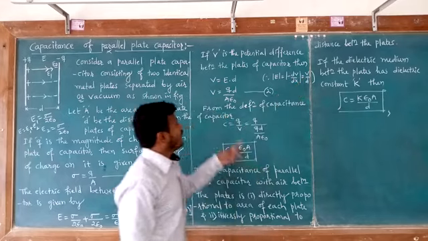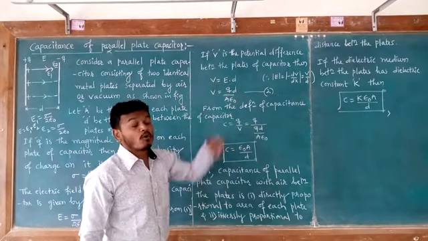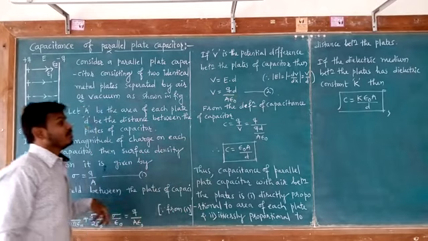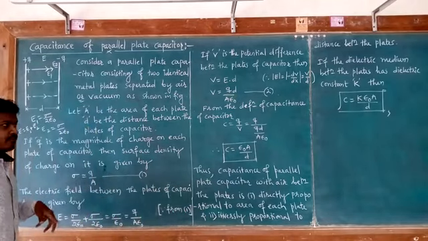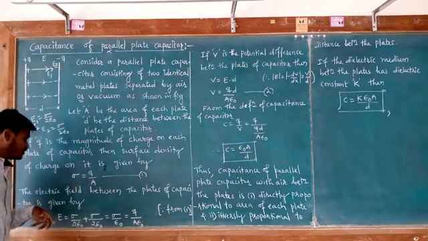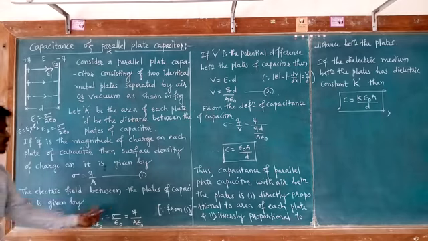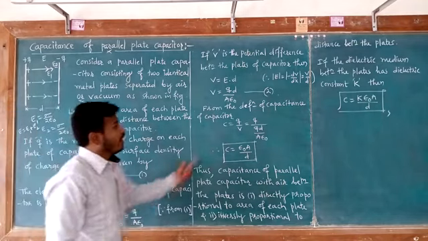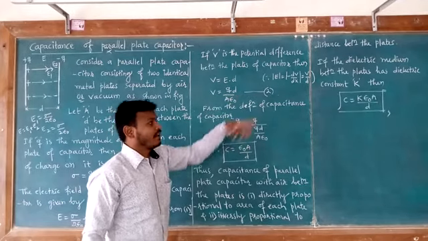We need to calculate V. Therefore, V is equal to the product of electric field and the distance between the two plates of the capacitor. Therefore, E multiplied by d is equal to V. In the place of E, we substitute Q divided by A epsilon naught, and d stays as it is. This is equation number 2.